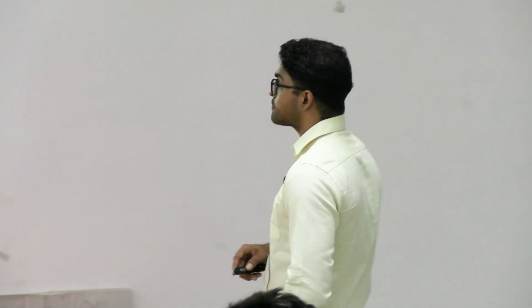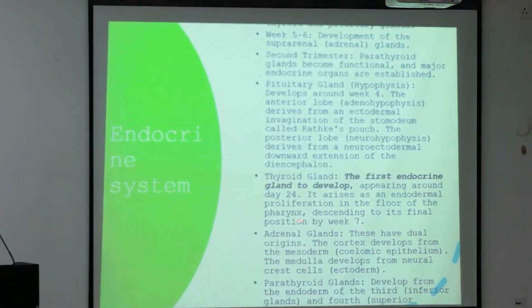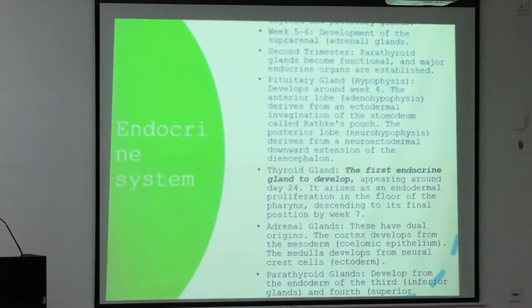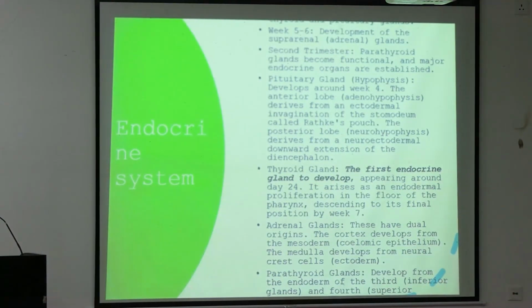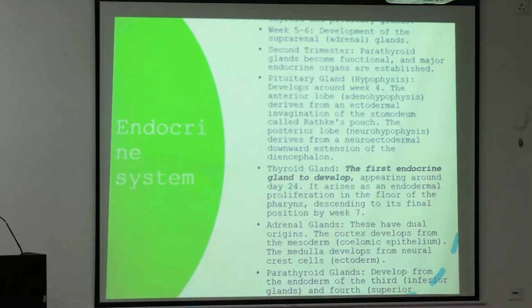Loop of Henle develops at week 14, and new nephrons are produced till 36 weeks of pregnancy. Endocrine system: the first endocrine gland to appear is the thyroid. It appears at day 24, and it descends to its normal position by week 7.